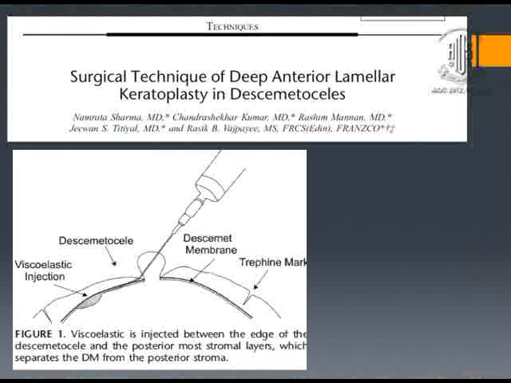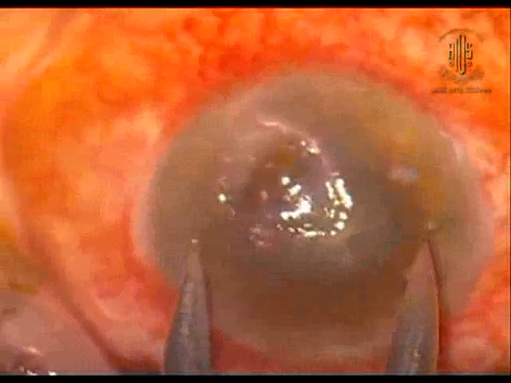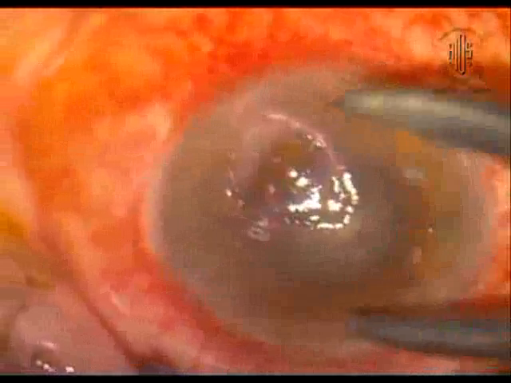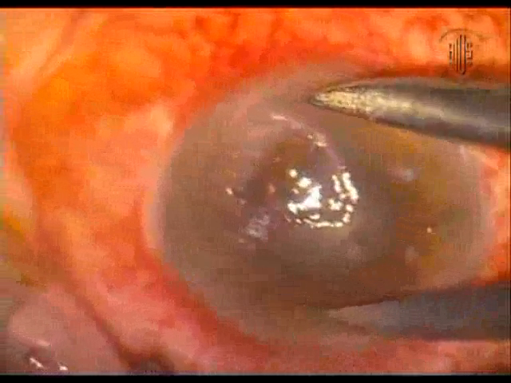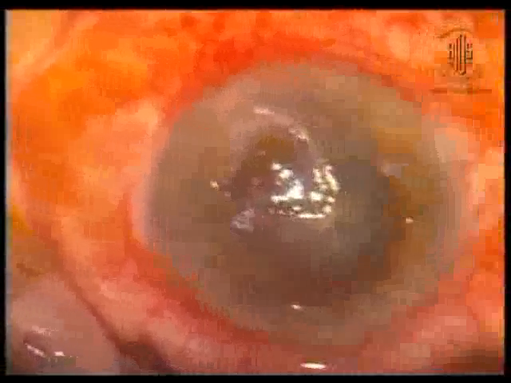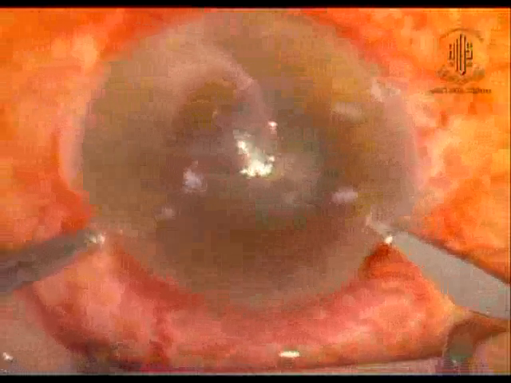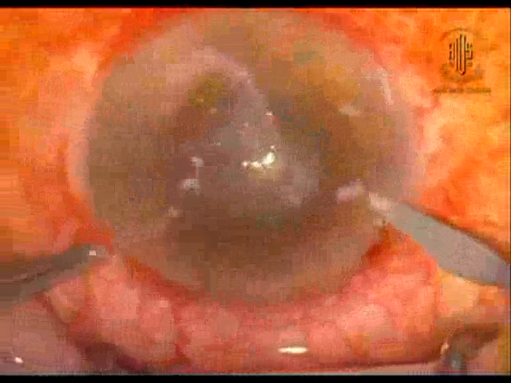We have described the surgical technique of deep anterior lamellar keratoplasty in descemetoceles, and we did it in 12 eyes. Again, this is the schematic diagram to show the same. You mark the area which has to be trepanated, and this is just to assess the size of the trephine that would be used in this case. AC paracentesis is done so that the descemet membrane falls back.